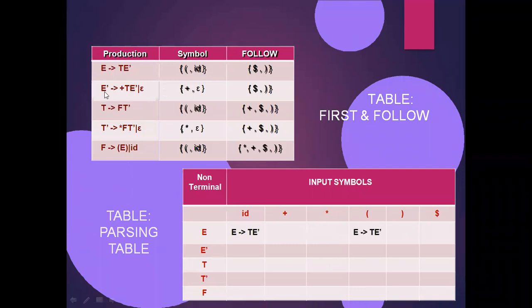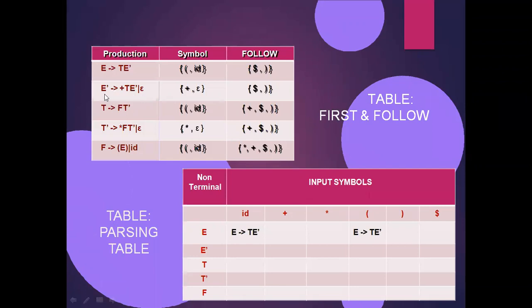Right. Now for the E dash, we are considering both first and follow. Why? Because it is nullable, the rule consisting of an epsilon. So we need to consider both the first and follow. Make a note of this too for understanding purposes. We are only considering the follow function output for the productions which have epsilons, which are nullable, right? And here the first of E dash is plus, right?